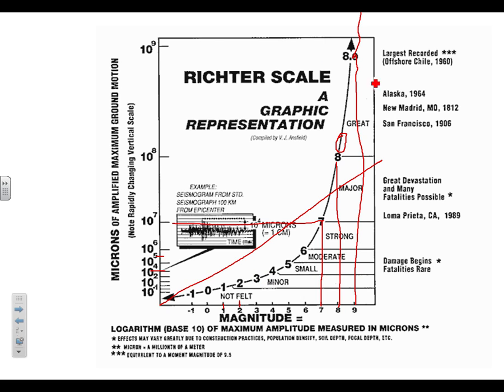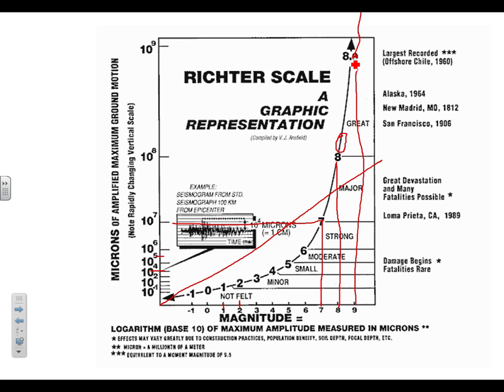Well, why do you think Richter did it like this? Do you think most people understand this logarithmic scale? No. And Richter didn't even want his scale to be made public. He wanted his scale just to be for scientists because he understood that most normal people wouldn't understand this scale. Why did he do it like this, though?